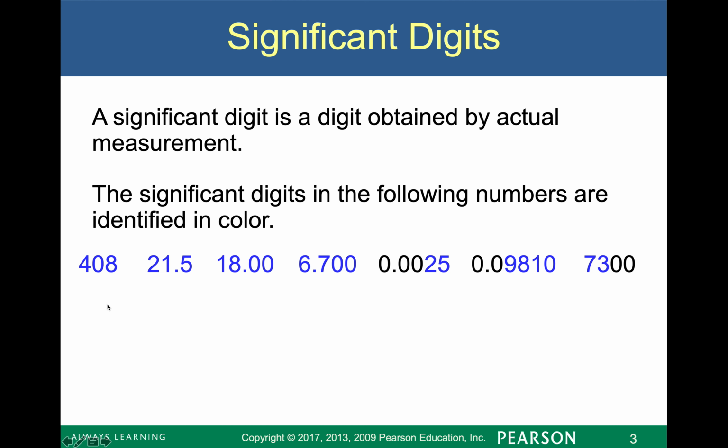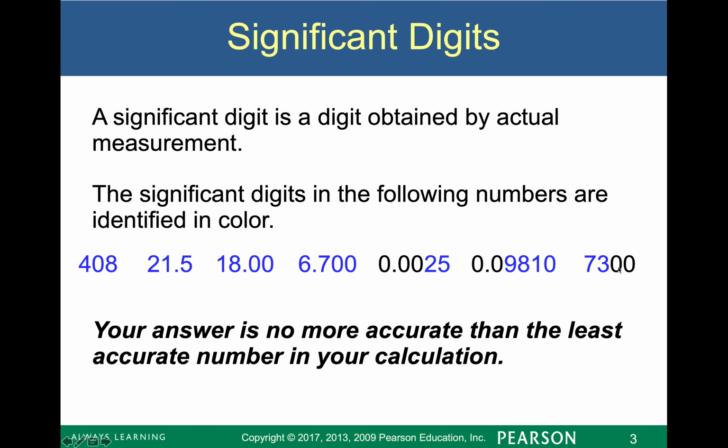So in the number 408, I have three significant digits. 21.5, I have 3. 18.00, 6.700. Now notice the pattern here. If I have a 0 value and a decimal, the zeros behind, none of the zeros count, only the actual ending values. And the same thing applies here. If I have zeros behind it, but in front of the decimal, the ones at the end do not count.